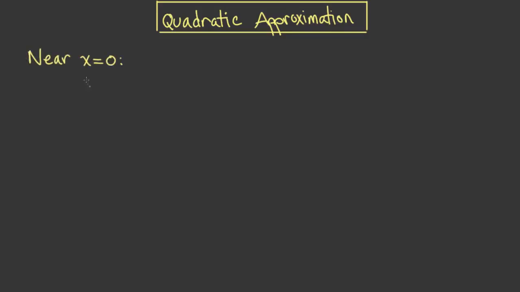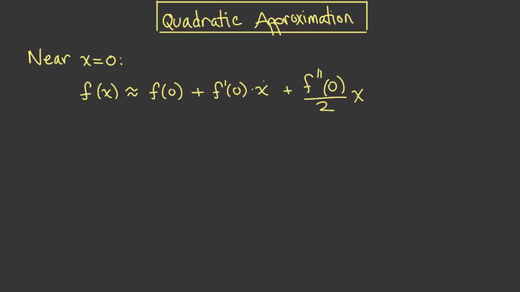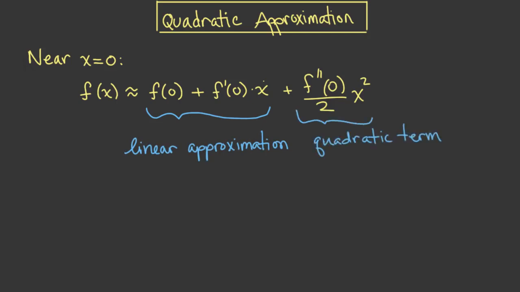Near the point x equals 0, you found the formula for the quadratic approximation of a function f. And what you saw is that f of x is approximately equal to f of 0 plus f prime of 0 times x plus f double prime of 0 divided by 2 times x squared. And notice that these first two terms are the linear approximation near x equals 0, and this last term is the quadratic term.